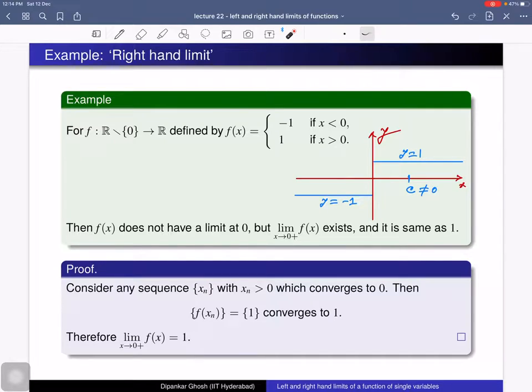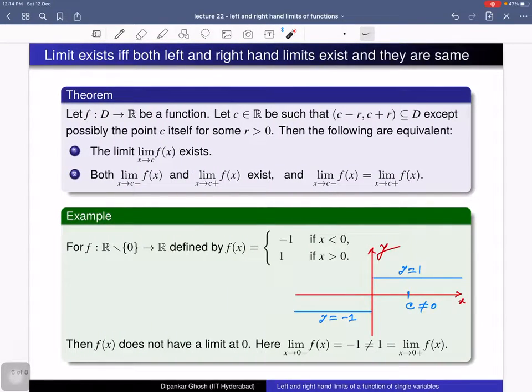So for this function we can see that both left hand limit and right hand limit exist, but the limit at x equal to 0 does not exist. In this case the right hand limit is just 1 and the left hand limit is minus 1, so the left hand limit is not the same as the right hand limit. Okay. So we will have this theorem now: the limit exists if and only if both left hand and right hand limits exist and they are the same.